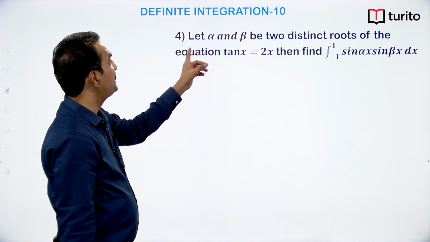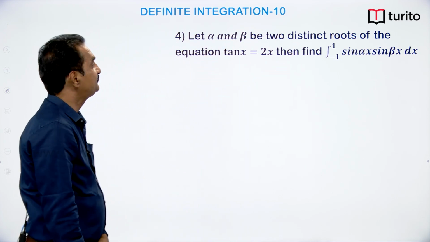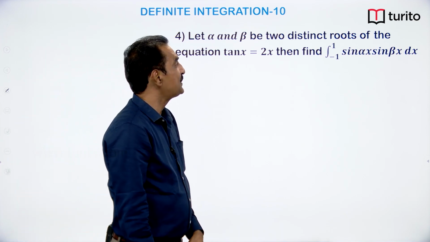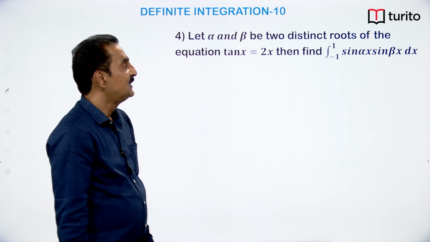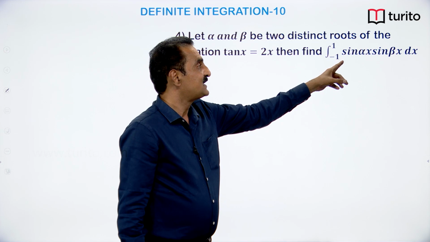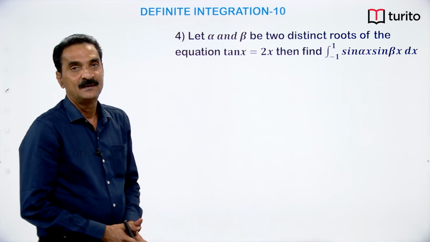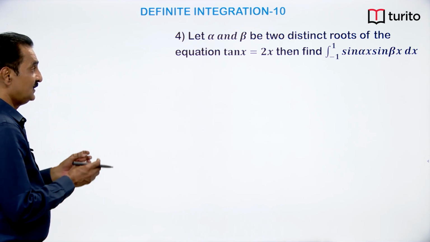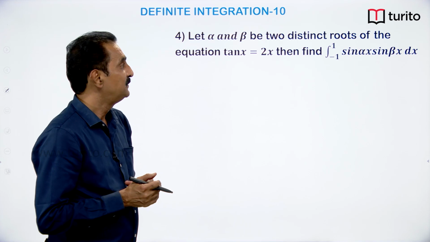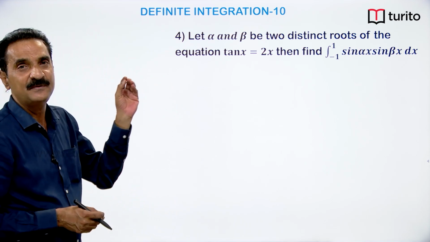Let alpha and beta be two distinct roots of the equation tan x is equal to tan 2x. Then find the value of the integral from minus 1 to 1 of sin alpha x into sin beta x dx. This looks very tough to get the idea, but once you get the idea, the method is very easy.